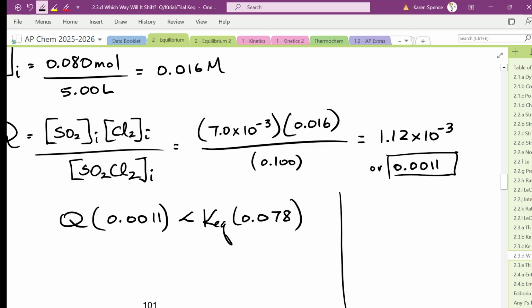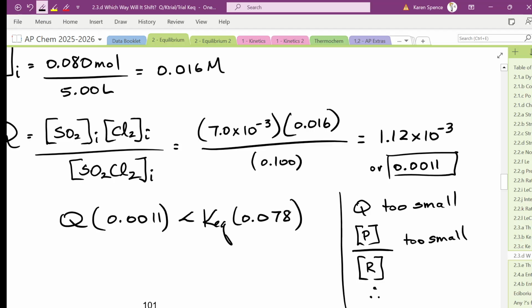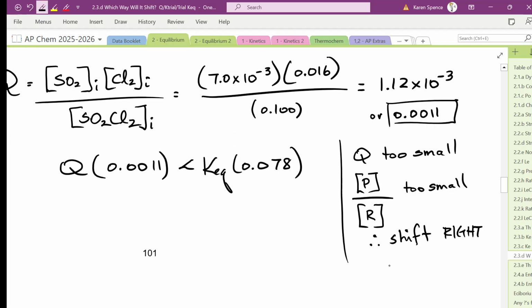And once again, I like writing down my thought process for this. Q is too small. Products over reactants is too small. Therefore, we must shift to the right. I guess I should not put like that, because that looks like reactants, to make more products.